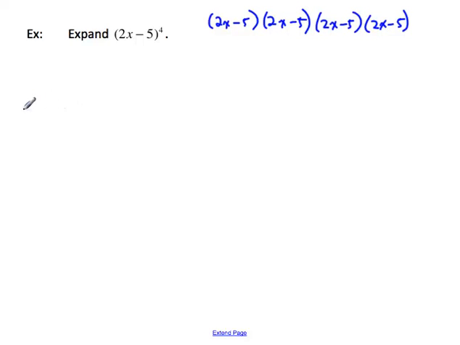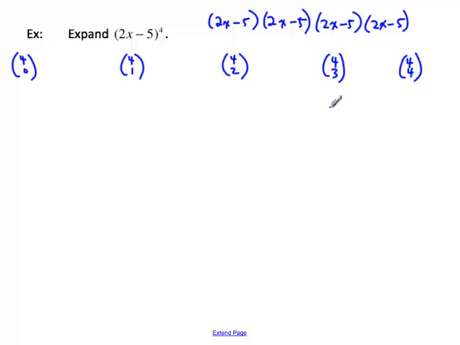The first thing we're going to do is write down the coefficients. And we said that in this expansion, if that's a 4, the coefficients are going to come from row 4 of Pascal's triangle. So the first coefficient is going to be row 4 entry 0. The second coefficient is going to be row 4 entry 1, then row 4 entry 2, row 4 entry 3, and finally row 4 entry 4.